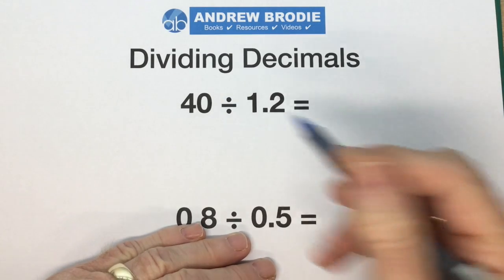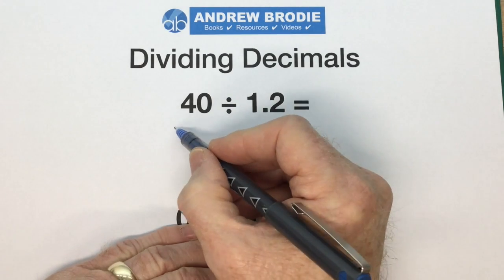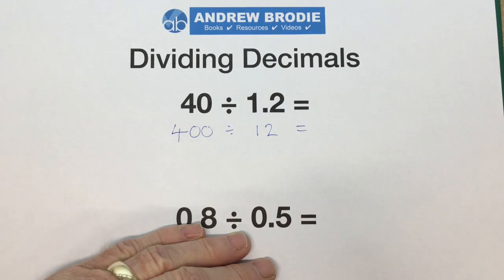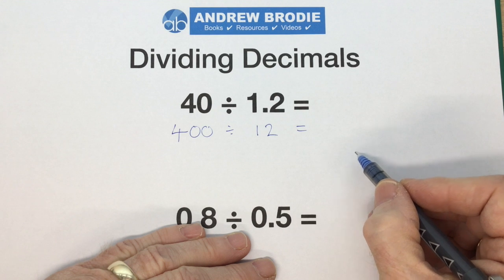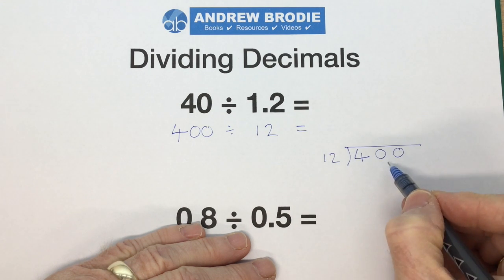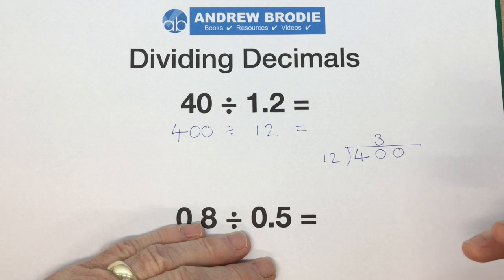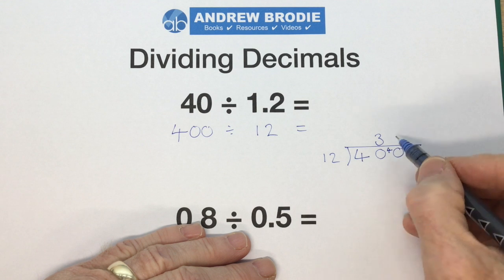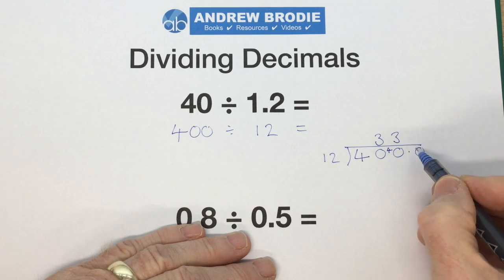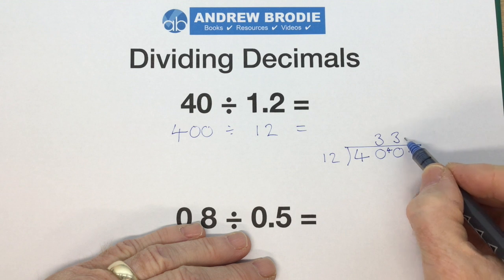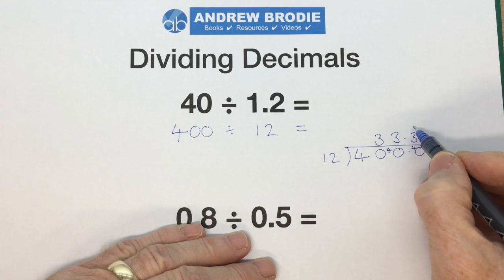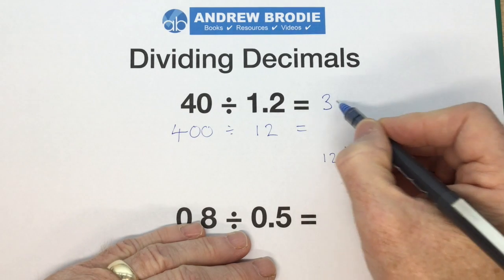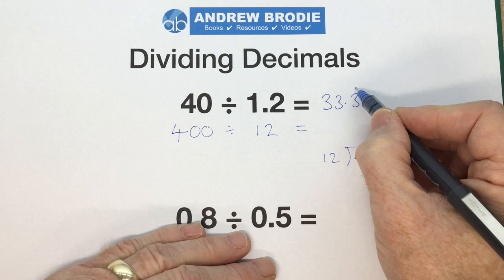So here's a couple more examples. Let's look at this one first. So we are going to do 400 divided by 12 to get the answer we need there. So let's do that as a short division. 12 into 4 won't go. 12 into 40 goes 3 times, because 3 12s are 36, there's 4 left over. And you can see what's going to happen. There'll be 4 left over again. So it's going to be 33.3 recurring. So 40 divided by 1.2 is 33.3 recurring.